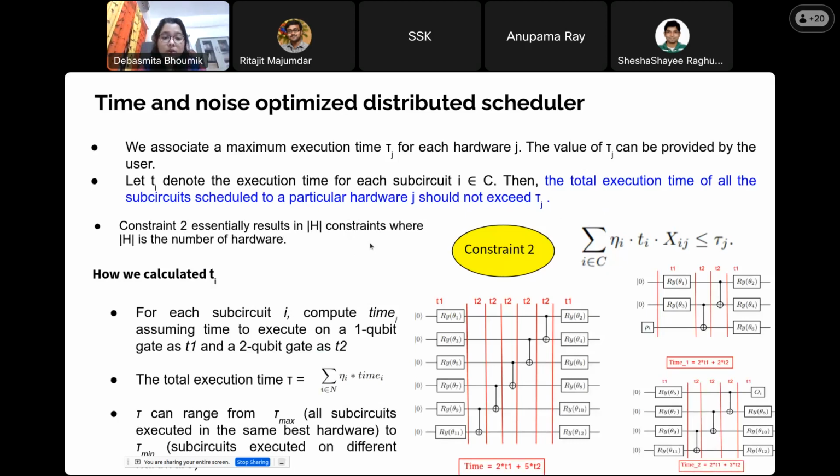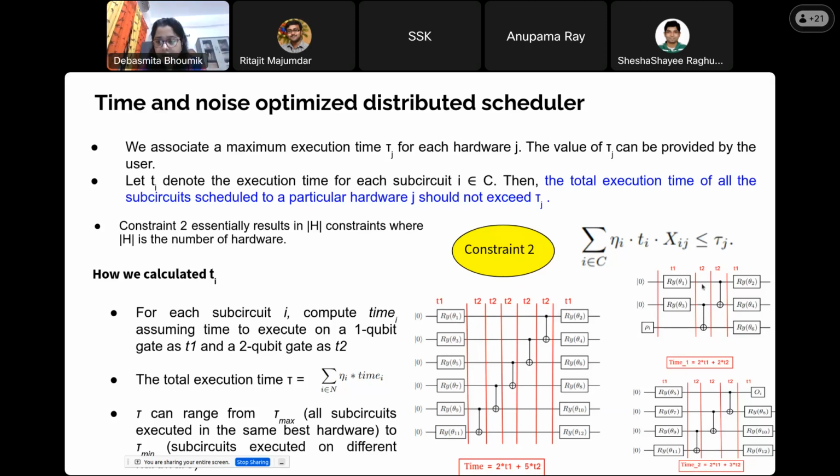Now how to calculate this Ti, that execution time. Suppose we have this real amplitude circuit, again the 6 qubit real amplitude circuit. We assign that T1 time is needed for the 1 qubit gates, T2 time is needed for the 2 qubit gates. So if we break this in timestamps, we can see that from the original circuit, the time needed is 2T1 plus 5T2.